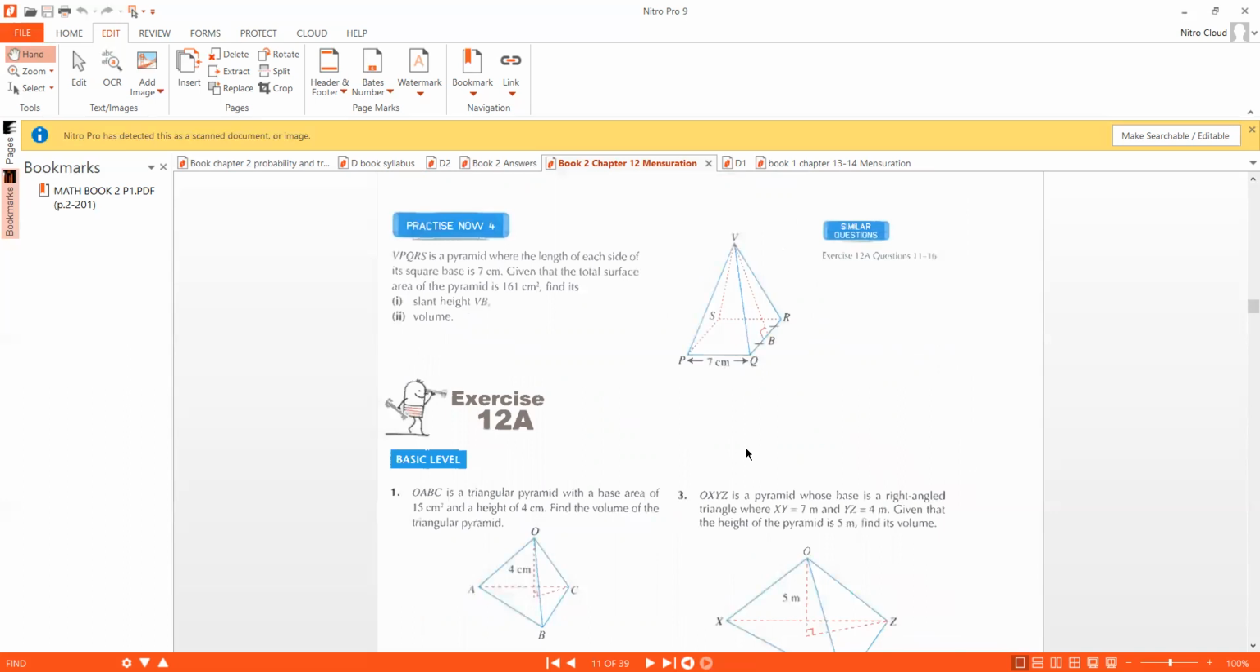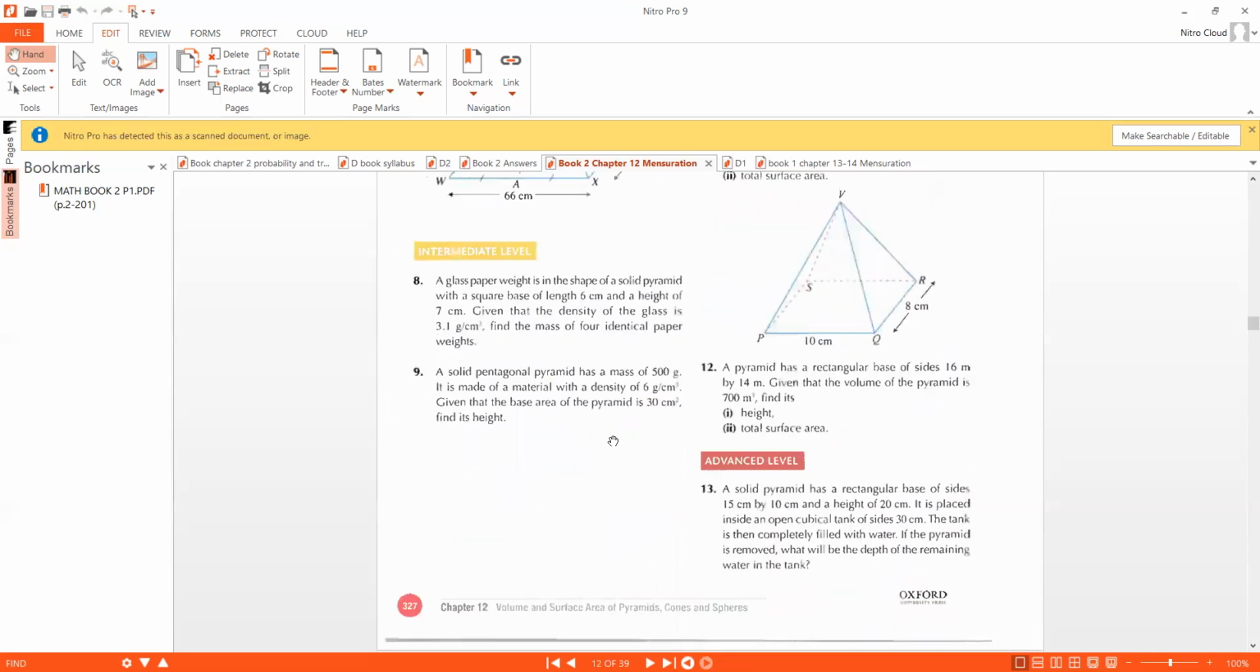Yeah. Okay. This is book 2, chapter number 12. A pyramid has a rectangular base of side 16 meter by 14 meter. Given that the volume of the pyramid is 700 meter cube, find its height and total surface area.